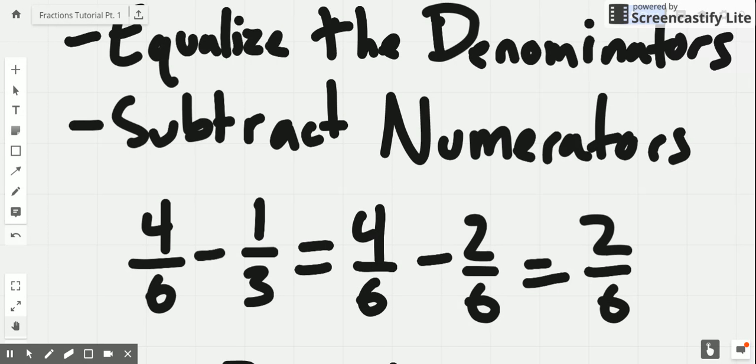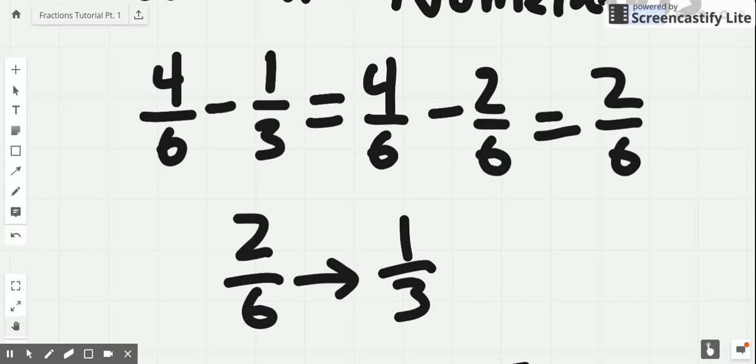Now, of course, we need to do our reverse simplification, or equalization, rather, simplifying the fraction from 2 out of 6. Dividing both the numerator and the denominator by 2 will give us 1 out of 3, and that would be our final answer.